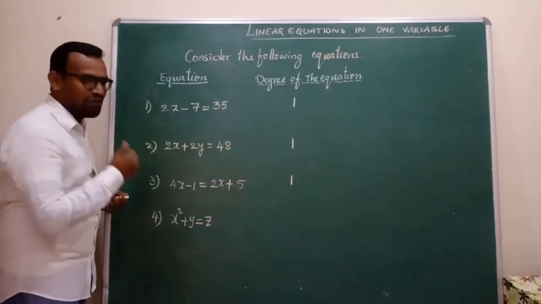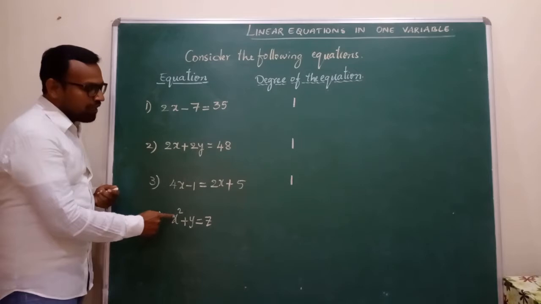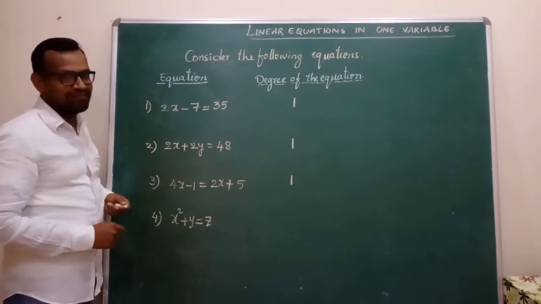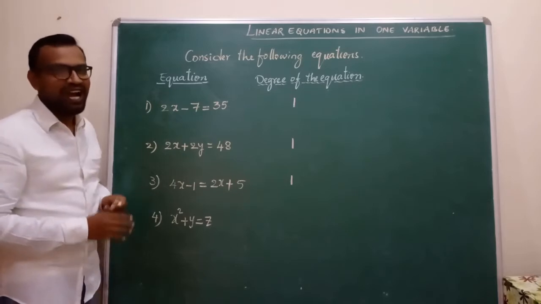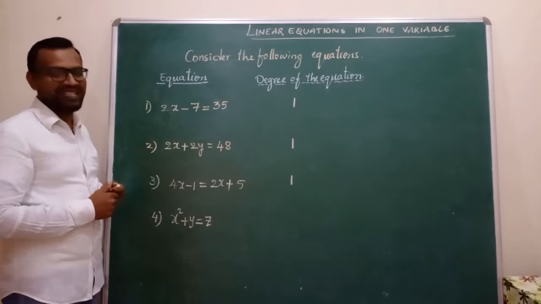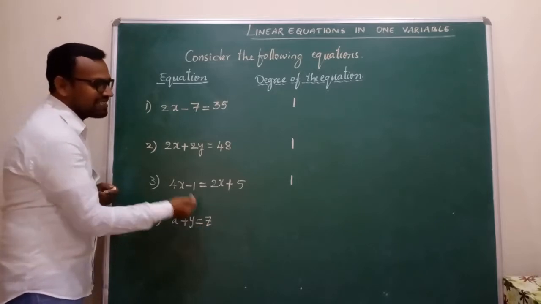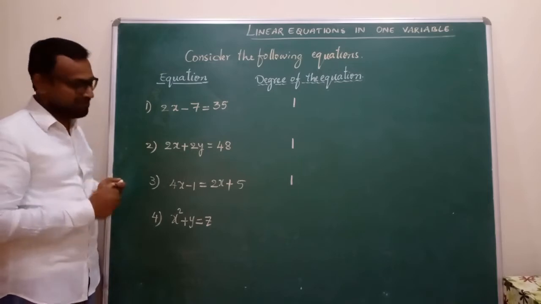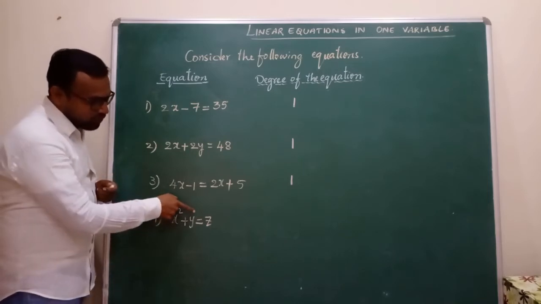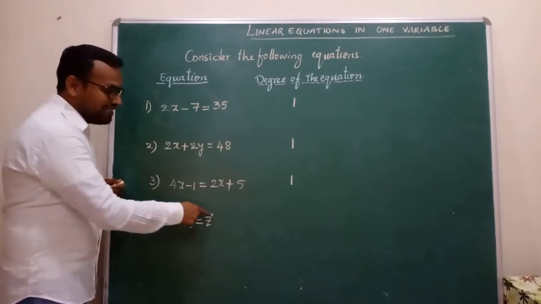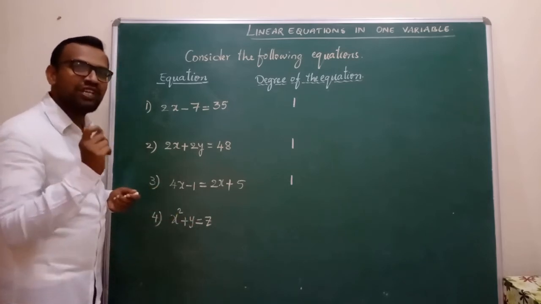Now, the fourth one. X square plus y is equal to z. Now, in this equation, how many variables are present? Yes, 3 variables are present. X, y and z. Now, let us check the powers of those variables. Here it is 2, 1, 1. Now, the highest power is 2. So, the degree of this equation is 2.